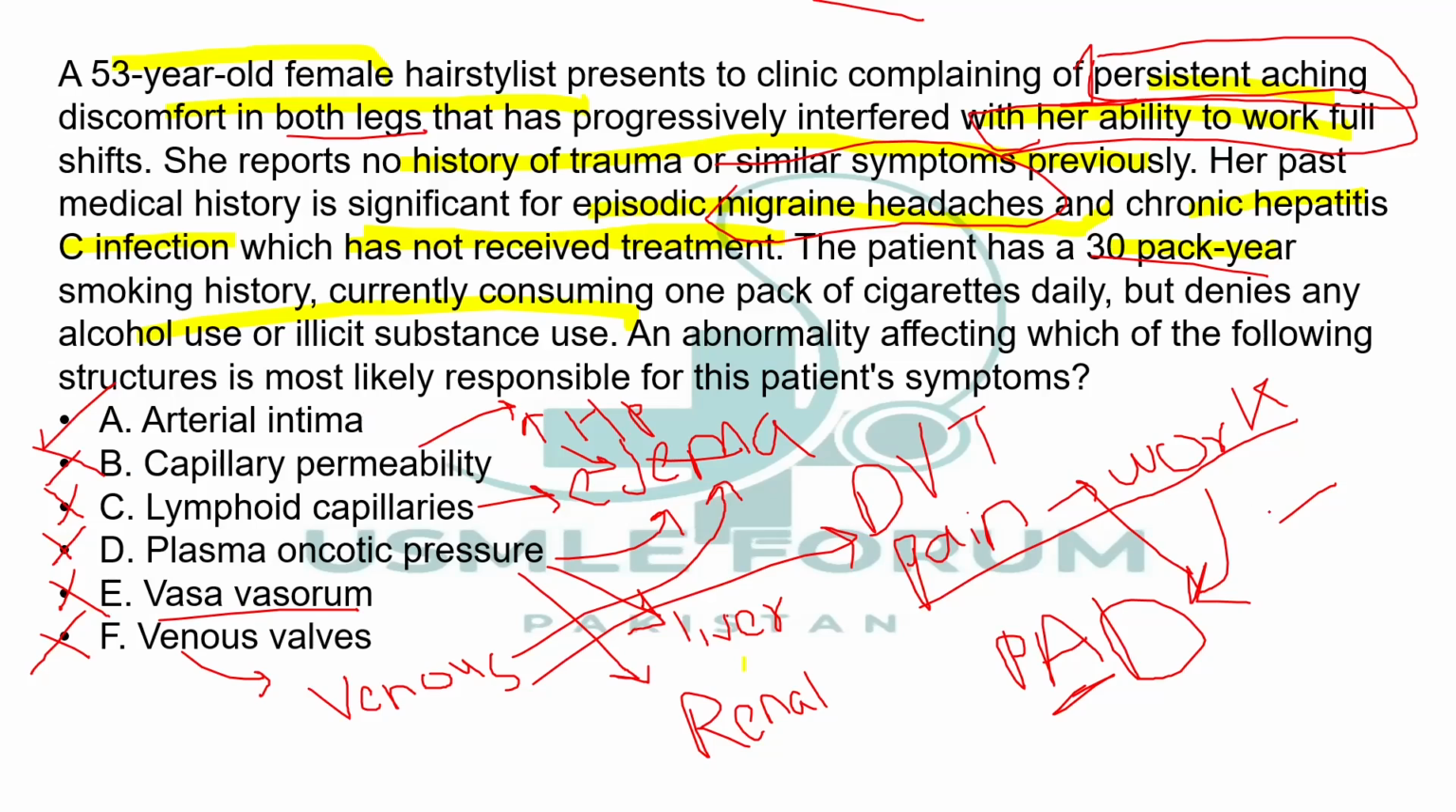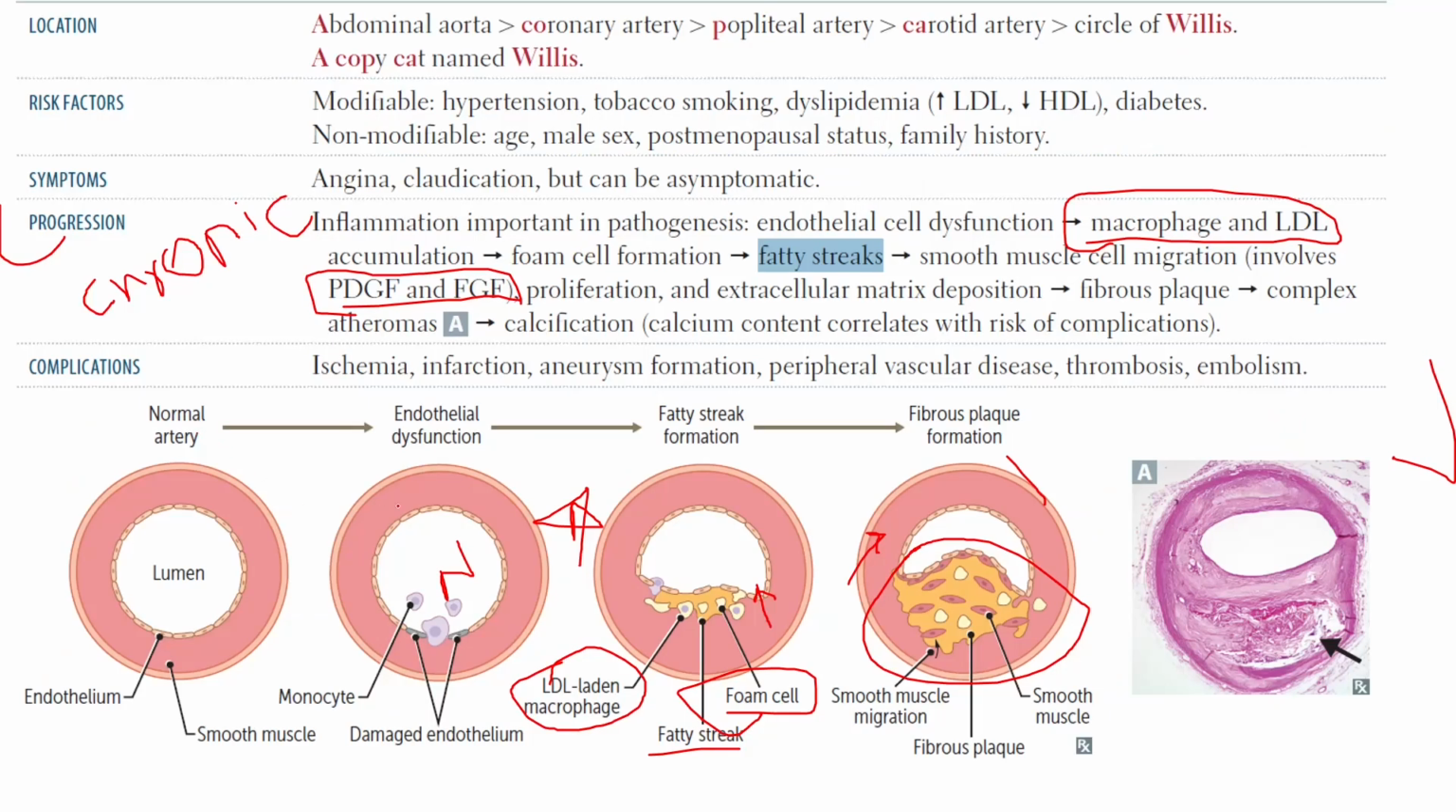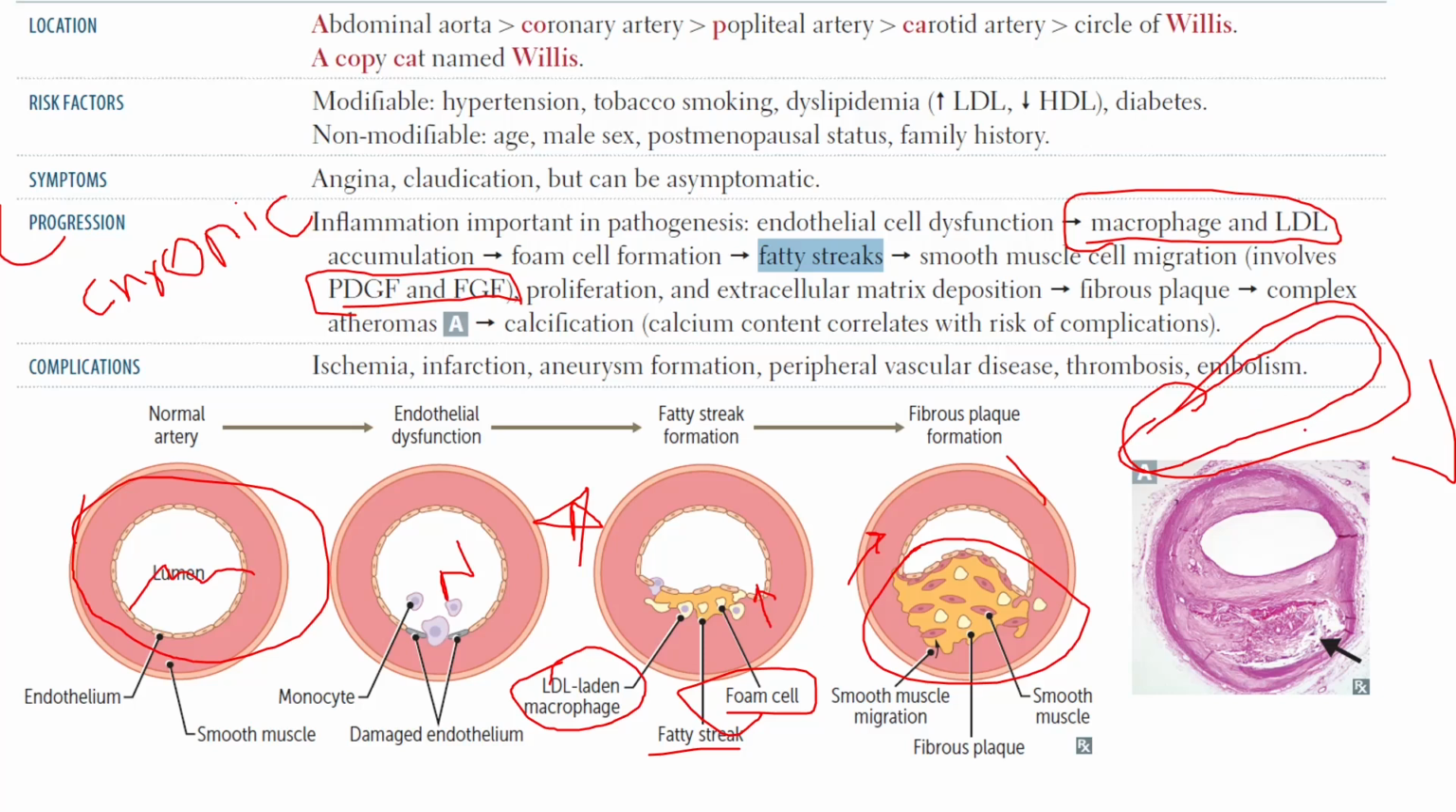Just keep in mind the high yield fact that pain from work is PAD, and PAD affects the arterial intima. If you look at this picture again, the arteries have narrow lumens. So if they are affected, the muscle will cause pain. There would be ischemic symptoms. But veins have a bigger lumen. This is the lumen of a vein. Also, there are valves in the vein. So affecting the veins would simply cause the blood to leak out and cause swelling.